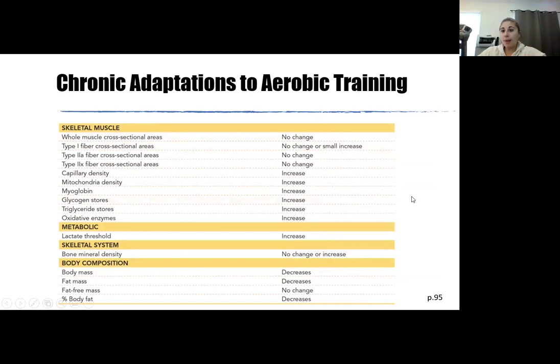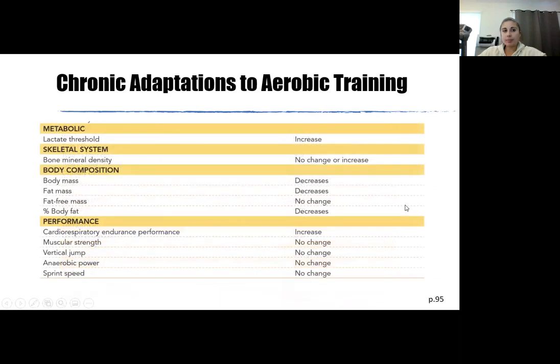Yes, you can lose fat mass with aerobic training. That's at the bottom here with body composition, and you could use aerobic training to help you lose weight. But as we know, it's important to also build muscle. That's important. Okay, and then performance, no changes in any power aspects unless you are doing that type of training. But yes, your cardiorespiratory endurance will go up, okay?